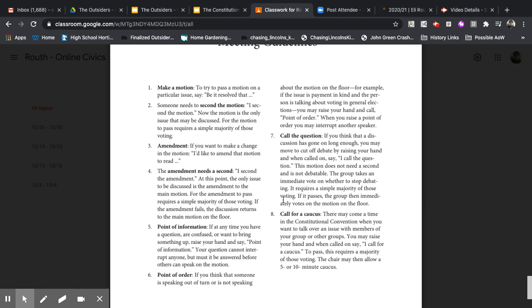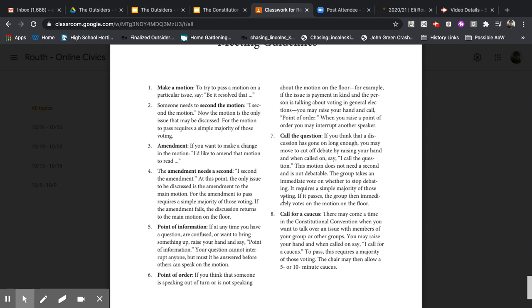Six, a point of order. If you think someone's speaking out of turn, like not talking about the motion that's on the floor. So say the motion on the floor is about slavery and someone's wanting to talk about payment in kind, it wouldn't be allowed. I, as the chairman of the meeting, would tell them to be quiet. If you ask for a point of order, I'd make sure that we stayed on topic. If you just call for a point of order, I'll either say, that works or that doesn't work.